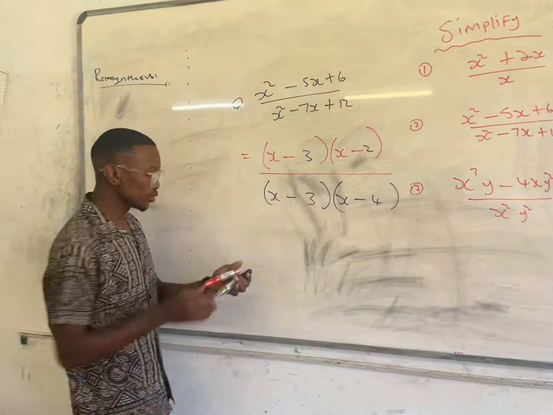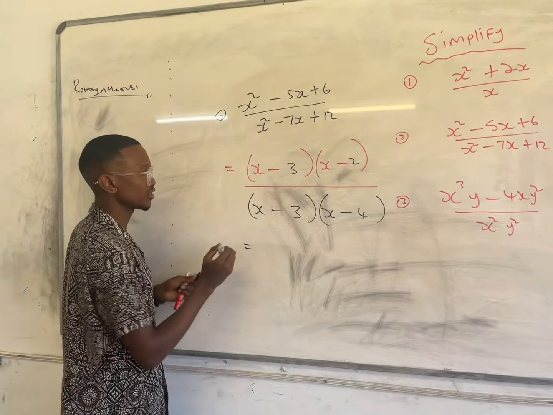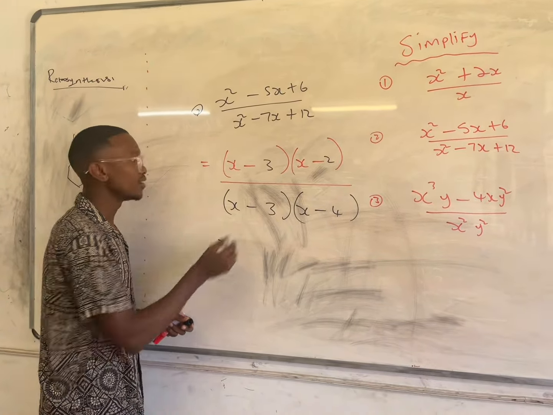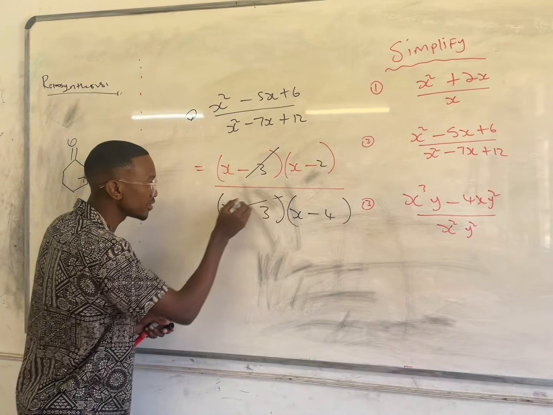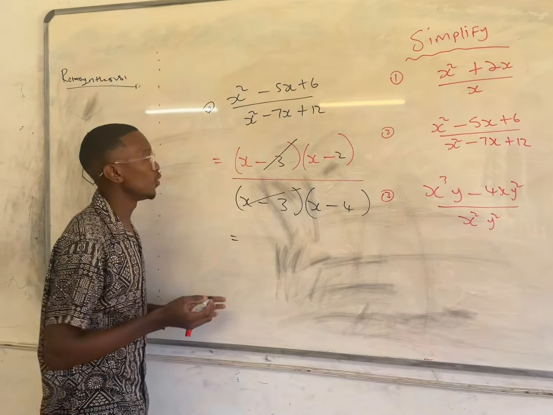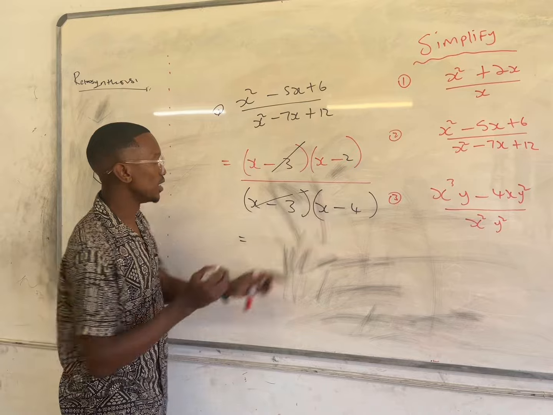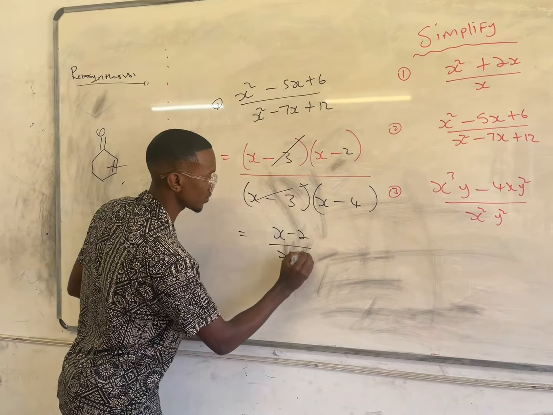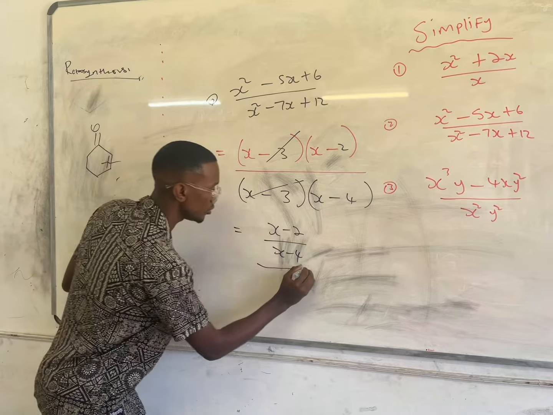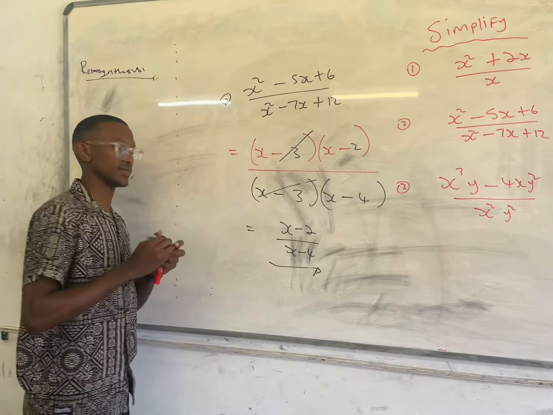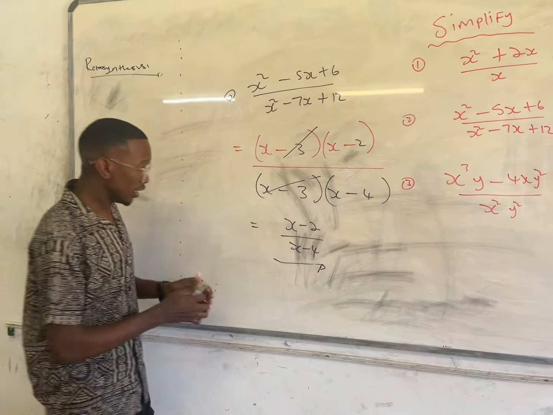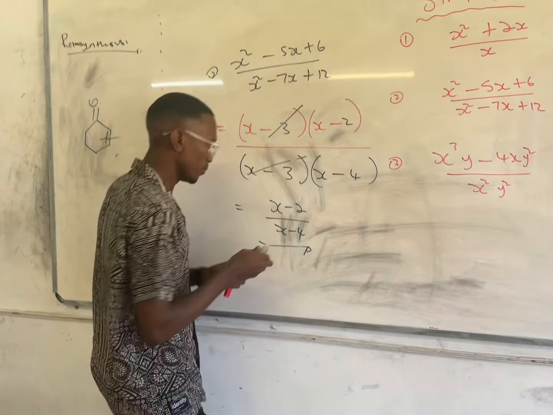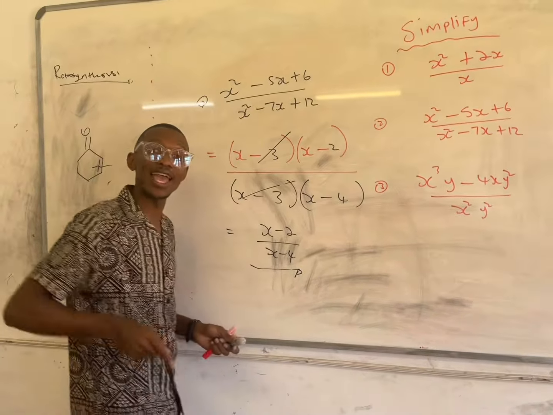Now, what do you do? You look at the terms that are the same, guys. Check. This one and this one, they are all gone. What are we left with? We're left with these two. So our answer is going to be x minus 2 over x minus 4. Then you are done. It's not going to simplify any further.